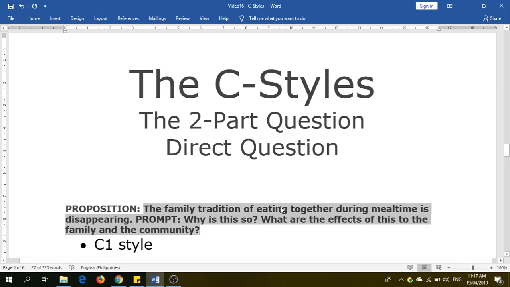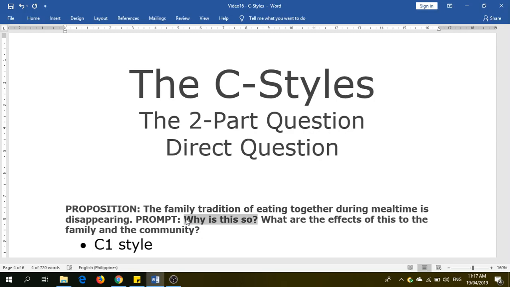And this is now what we call the C1 style because the two questions are answerable one-sidedly. Why is this so? So if you remember in that part, the writer proceeded to argue a number of arguments in one paragraph why this trend is happening and what are the effects of this to the family and the community. And so the writer proceeded to argue some effects to the family and some effects to the community. And in that essay, the writer did not forget to solve the problem because task 2 writing is really a problem solving exercise.